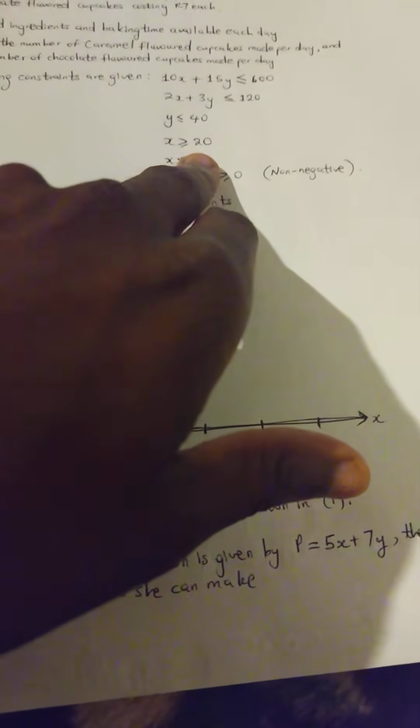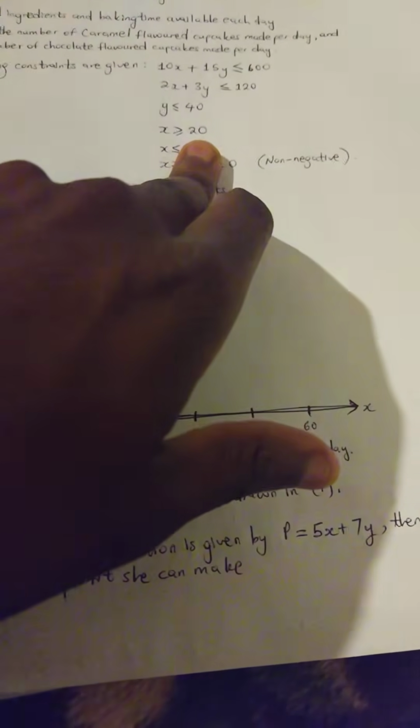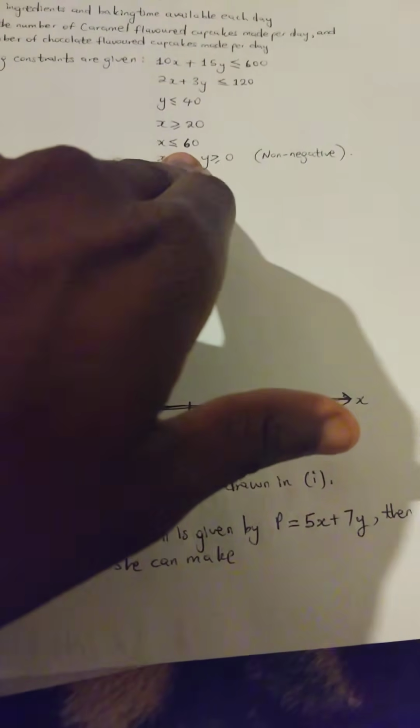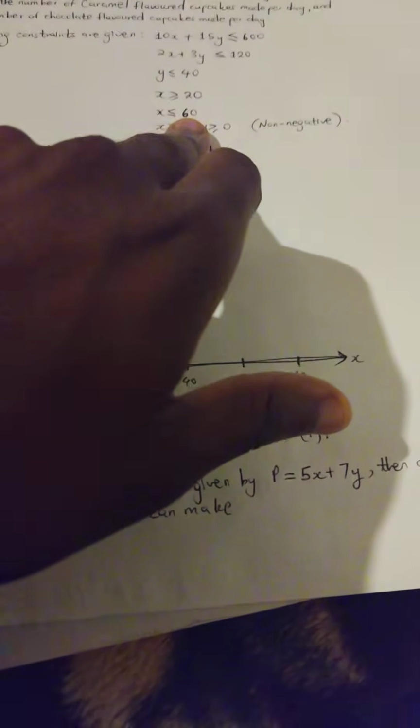She also can't make less than 20. This might be due to demand from her customers. So per day, she has to make at least 20 caramel cupcakes. Otherwise, her business wouldn't go well. You see. So even though she can't make less than 20, she cannot make more than 60. In other words, she can make a minimum of 20 per day. It can't be less. But she also can't make more than 60 caramel cupcakes. This would be due to the ingredients available, right?